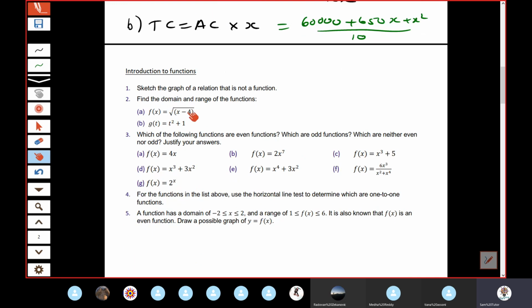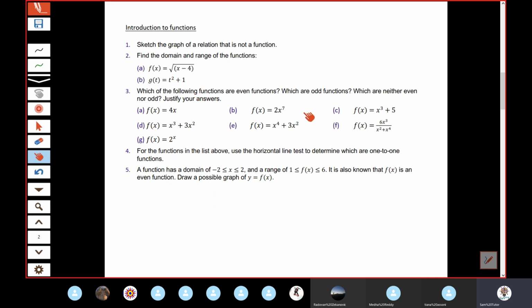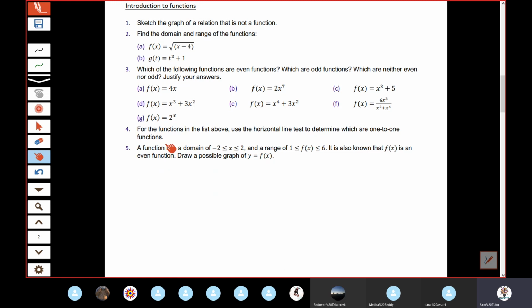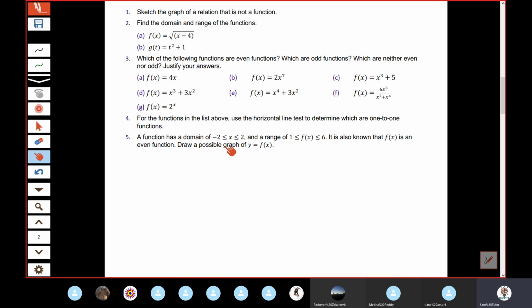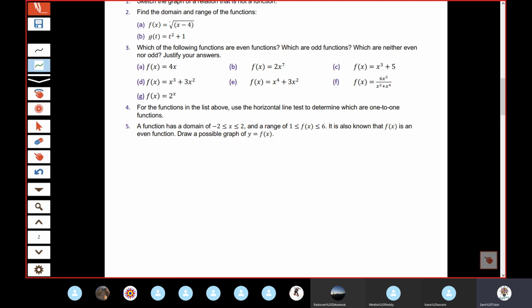All right. Yeah, I guess question 2 is good. So try question 2 real quick. Maybe do A, D, and G, and then we'll do 5. So try domain and range for this one, and then try question 3, odds and evens, and then try question 5.